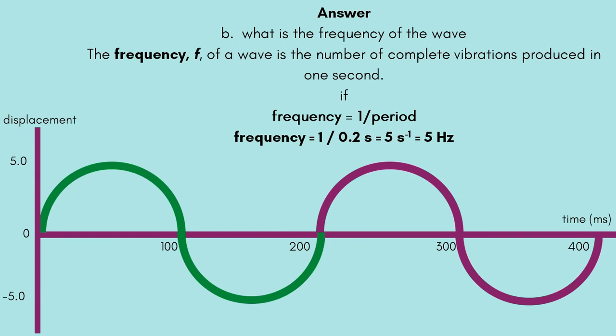B, what is the frequency of the wave? The frequency f of a wave is the number of complete vibrations produced in 1 second. So if frequency is equal to 1 divided by period, we have frequency equal to 1 divided by 0.2 seconds, which we just computed earlier, and we get 5 per second or 5 hertz.